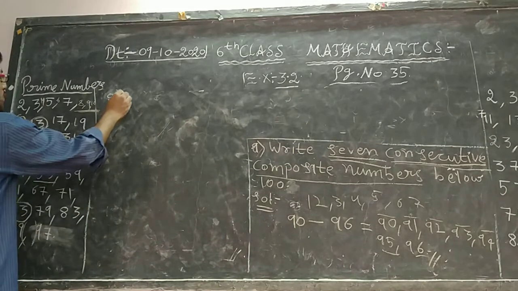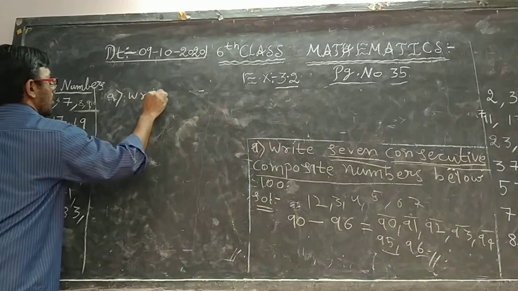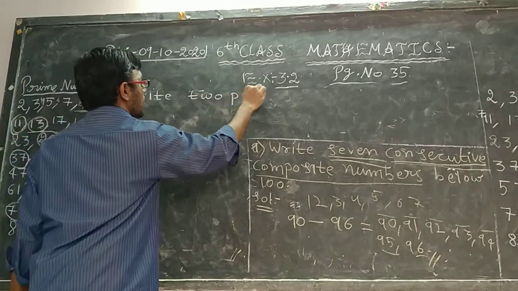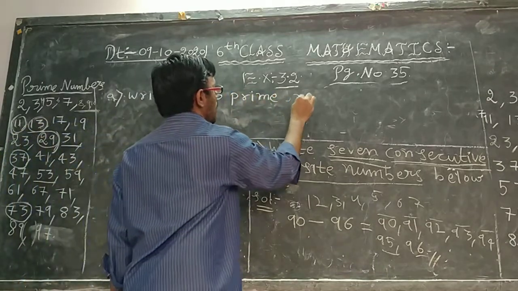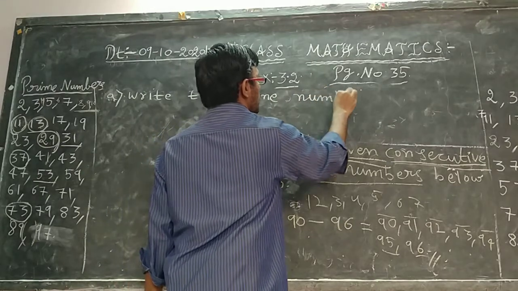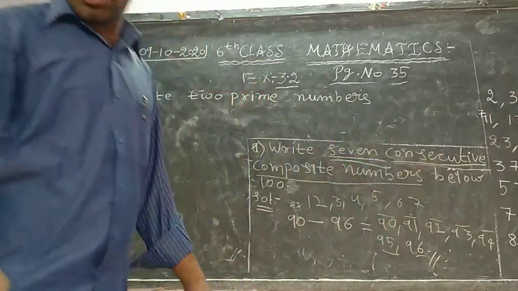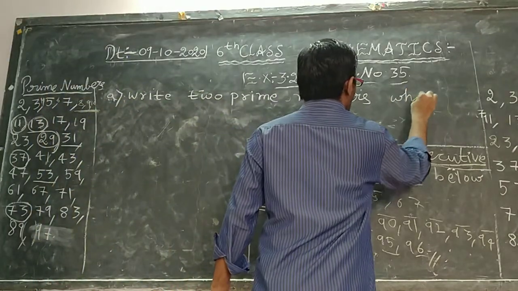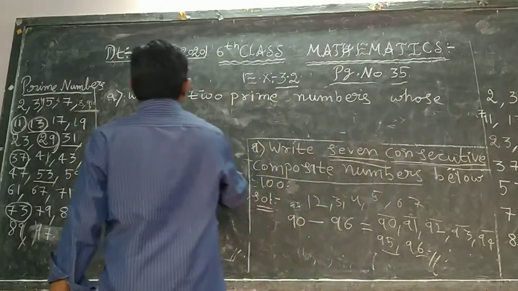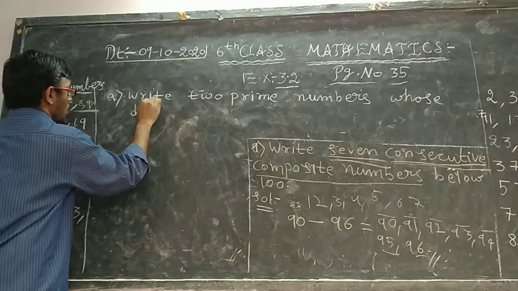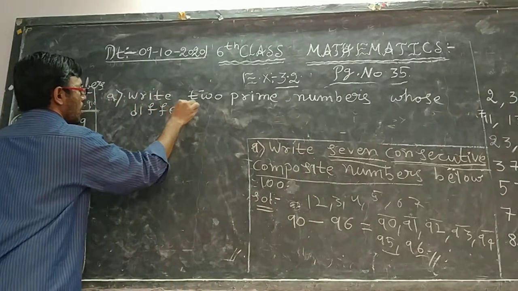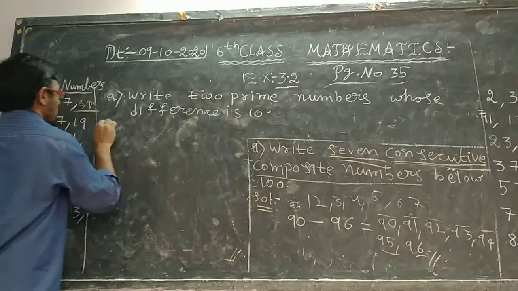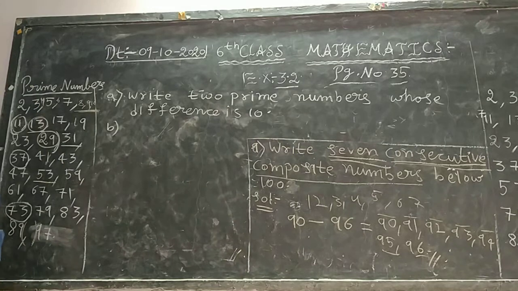Write 2 prime numbers whose difference is 10. Next, big problem.